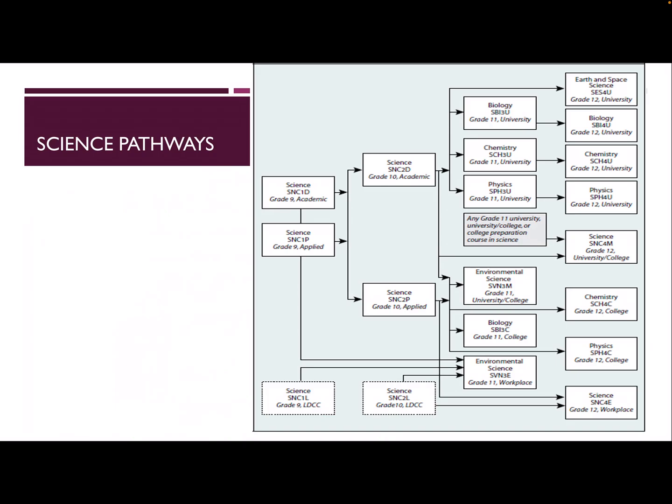And so when students come in to grade 9, you can see they can either take the academic stream or they can take the applied stream. But when we get into grade 11 and 12 courses, the academic stream then turns into the university level, and the applied stream will then turn into the college levels. And so again, you can take a look at this chart and kind of plan out your high school career.